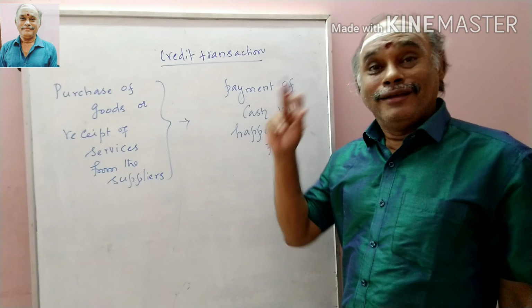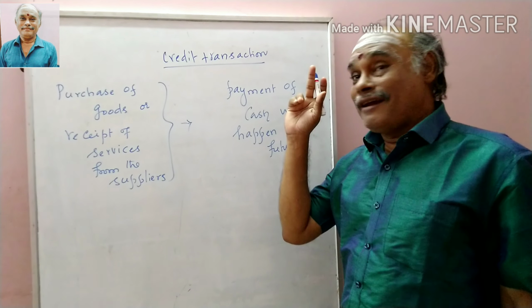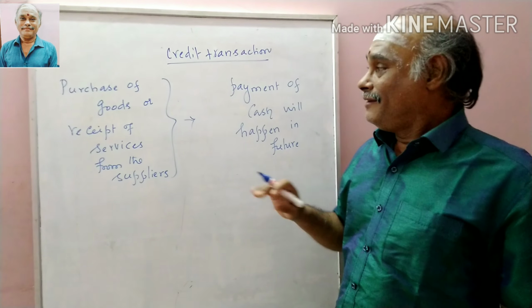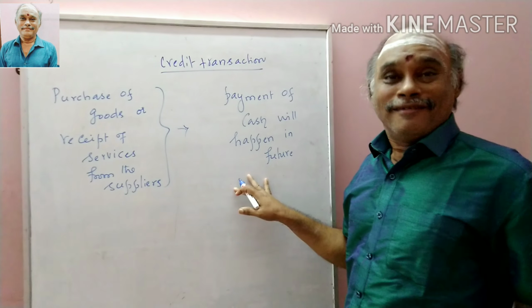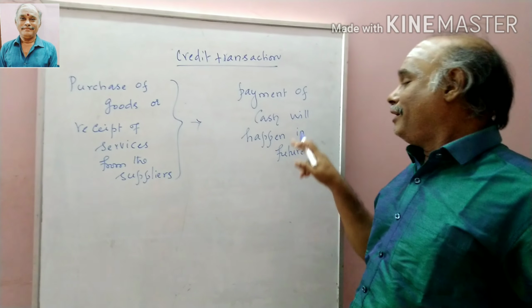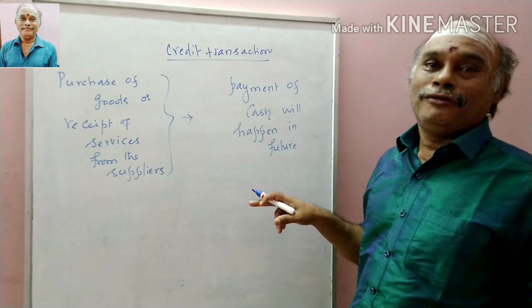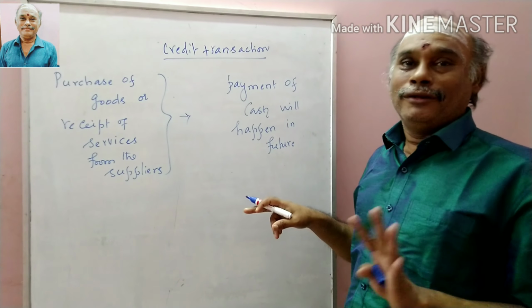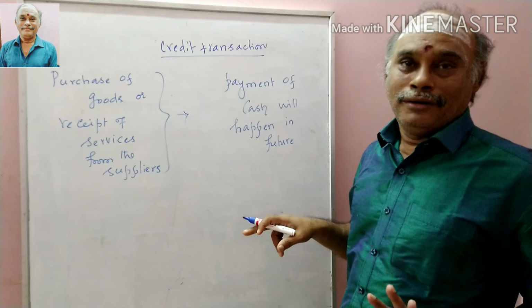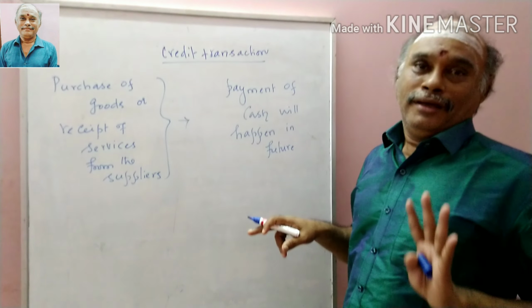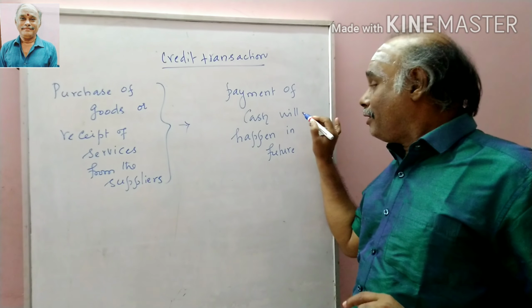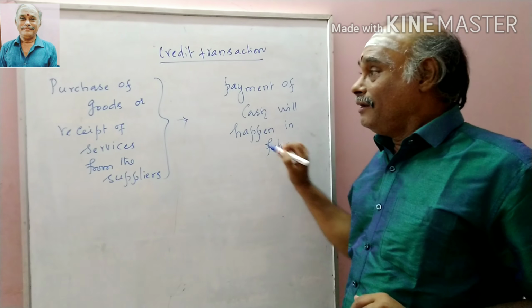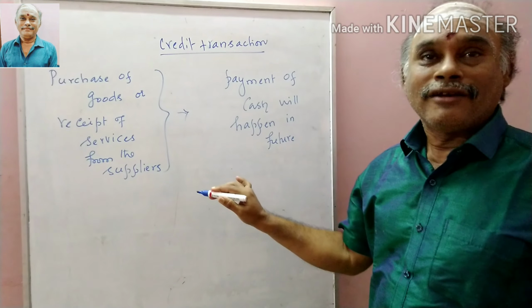That is why first credit transaction is very risky. That's why I said that it may turn bad. But here it is our responsibility to make the payment in the future date. So most of us honestly pay it on whatever the terms and conditions, on the date which we have already fixed. So ultimately payment of cash will happen only in the future, and this is another credit transaction.